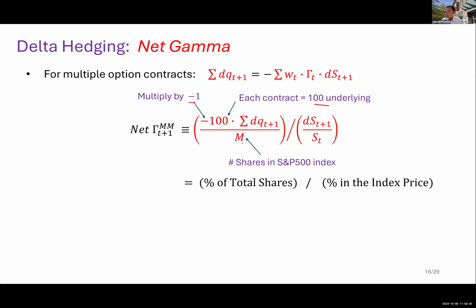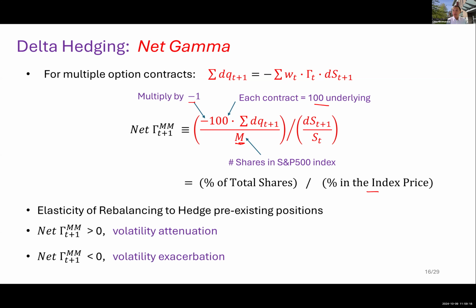And now we're going to scale this by the number of underlying index shares. We can calculate the hypothetical number of shares in the S&P 500 index by using the market cap value divided by the index price. And we are able to interpret this as the elasticity of rebalancing. What is the fraction in S&P 500 index shares that has to be transacted or traded to hedge against a 1% change in the index price? So that's our net gamma measure.